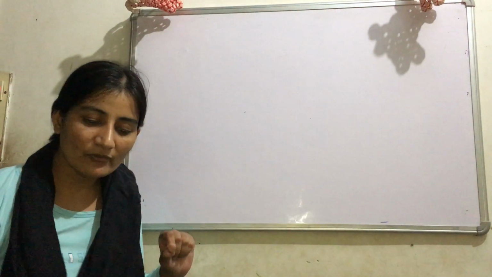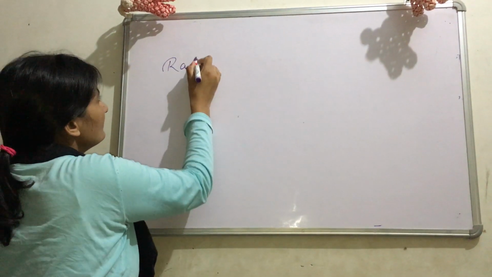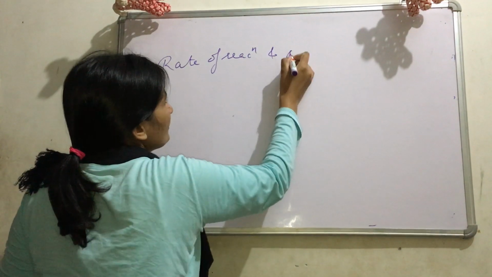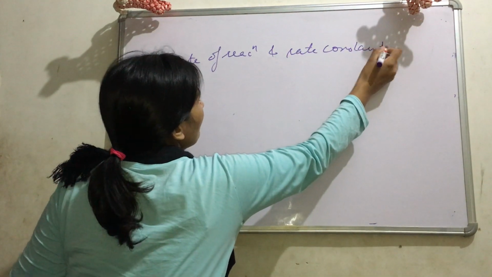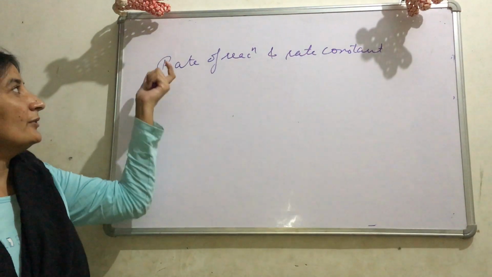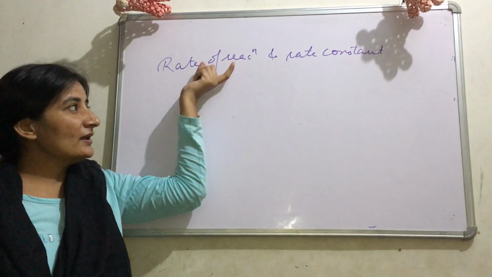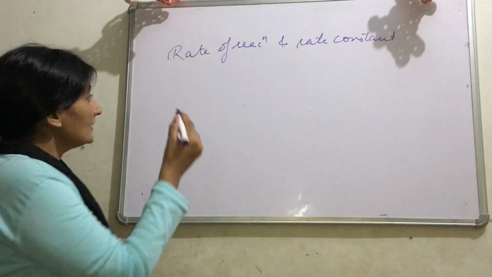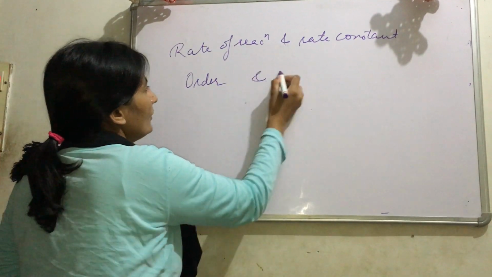Now your homework is you have to write down the difference between rate of reaction and rate constant. What is the difference between rate of reaction and rate constant? You have to write the difference in tabular form. Another thing is, what is the difference between order and molecularity.